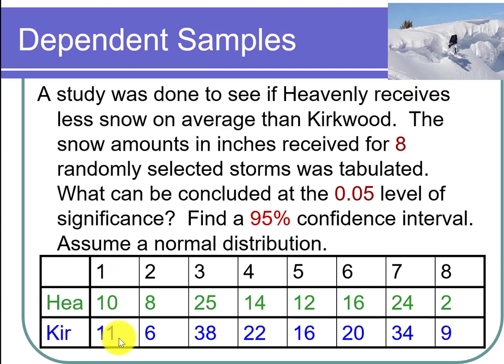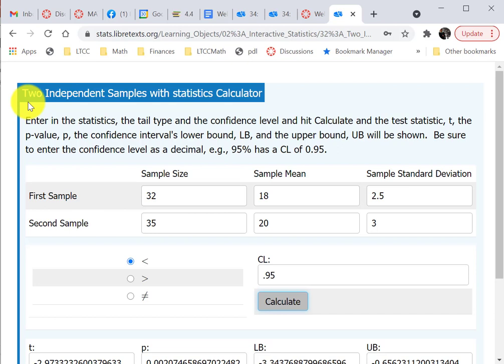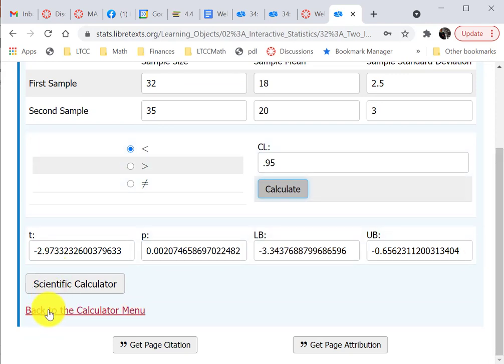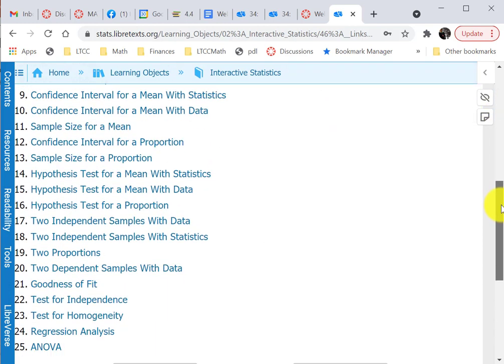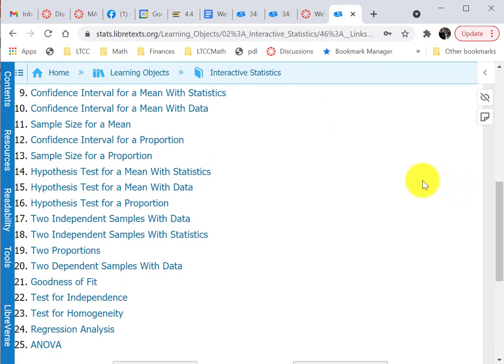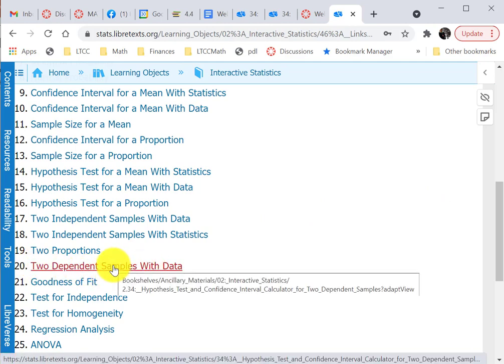So for this one, we have the data, and now we can go to our calculator, and we can pop in the data and come up with the p-value and the confidence interval for the difference. So here's the calculator, but this is the 2 independent samples. With statistics calculator, we don't want independent samples. We want dependent samples, and we don't have statistics. So let's go ahead and go back to the calculator. And let's go find what we need. And we will see 2 dependent samples with data. And I click on that.